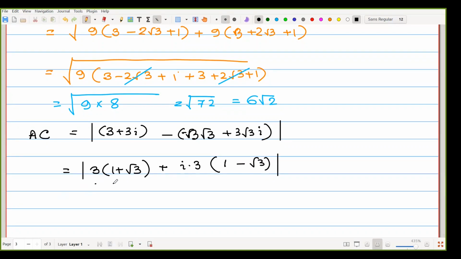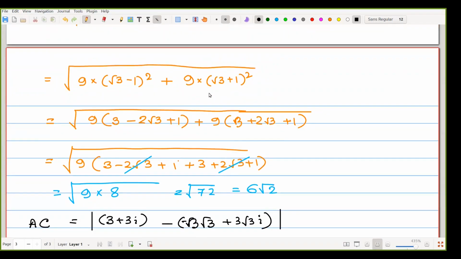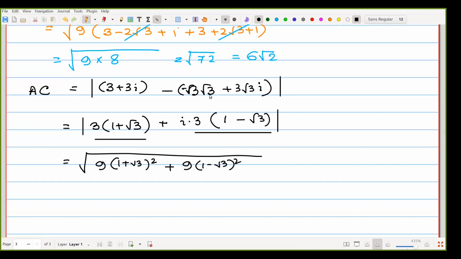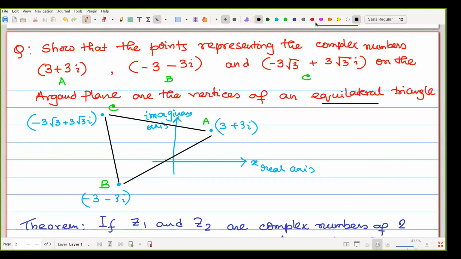So from the real part and the coefficient of the imaginary part, we can write 9 of 1 plus root 3 whole square plus 9 of 1 minus root 3 whole square. Now the calculation is the same as the previous one. So already we are getting the result here, that is square root of 72 or 6 root 2. So simply from that particular diagram, we can say the values are 6 root 2, 6 root 2, and 6 root 2.